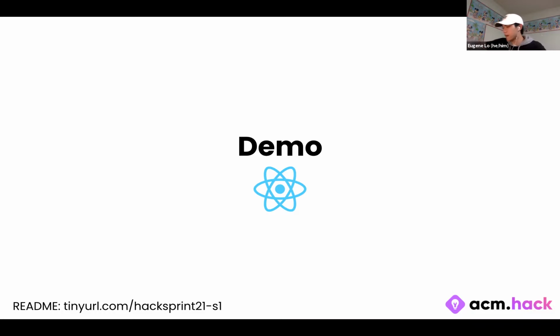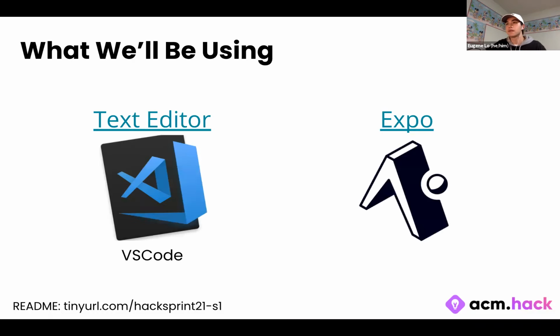So this is going to be a very bare bones demo. I don't want to get into too much of the nitty gritty. I just want to show all of you what it's like to work with React Native using Expo. So I'll be using a code text editor to write my JavaScript in. And the one that I would recommend, or the one I will be using, is VS Code. And we'll also be using Expo, which I'll talk about now.